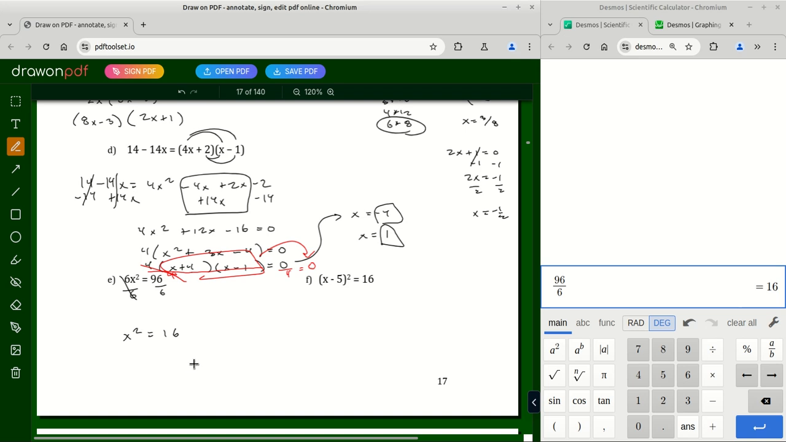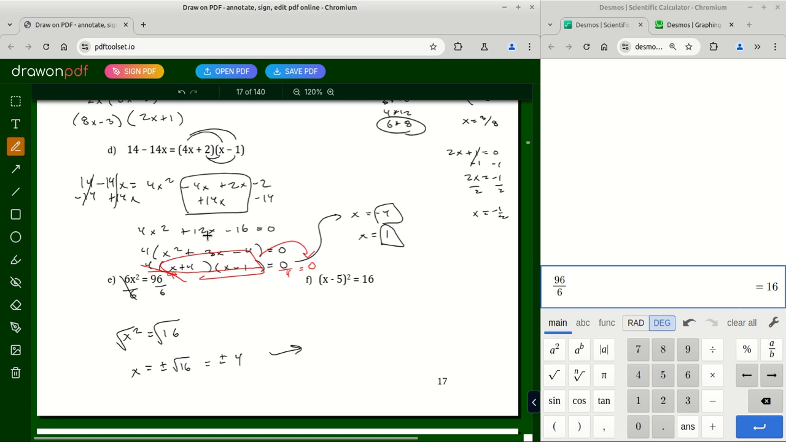So anyways, I want to solve for x. And so if you see a square and it's equal to something like that, you can square root both sides. But remember, you have to have a plus and a minus. You have to have a plus and a minus. And so the square root of 16 is 4. And those are your answers.